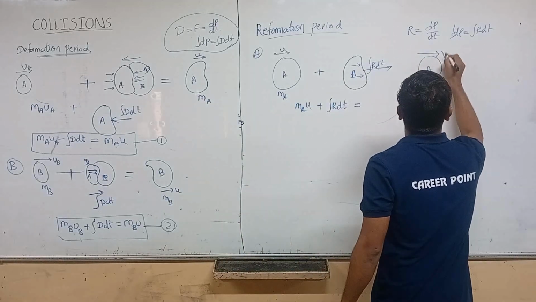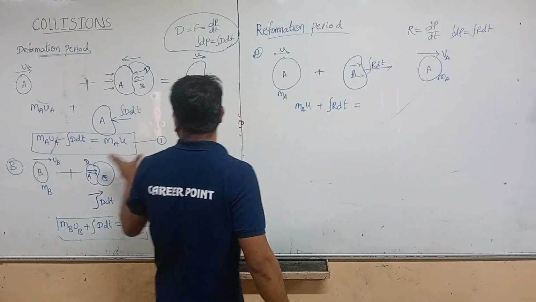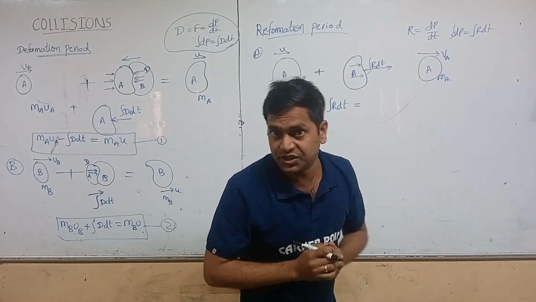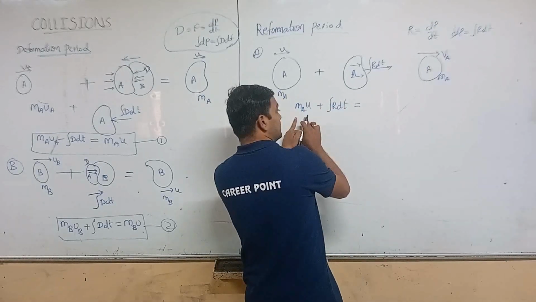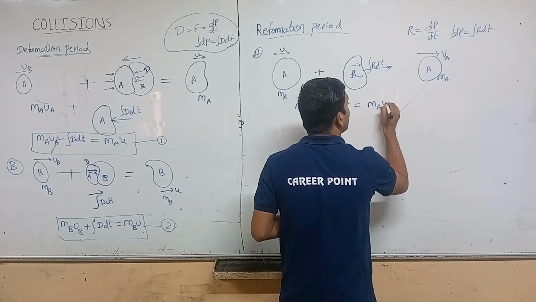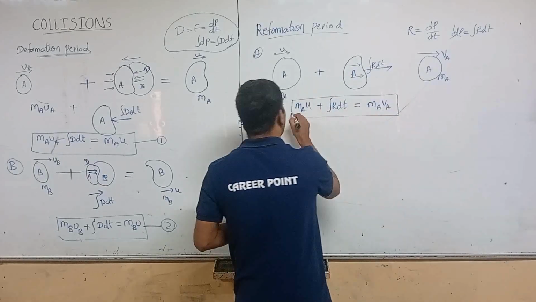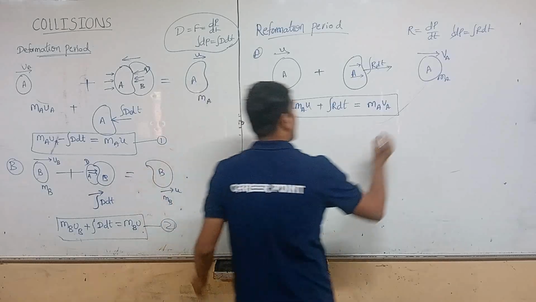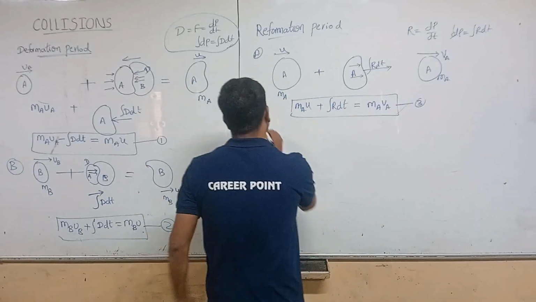Object A moves with velocity VA, having the mass MA. In the total collision, the mass of the object is not going to change. So MAU is momentum, and R dt is also momentum, and the final momentum is MAVA. So VA is the final velocity of object A. Let us consider these as equations 1, 2, and 3. For A we got this equation.